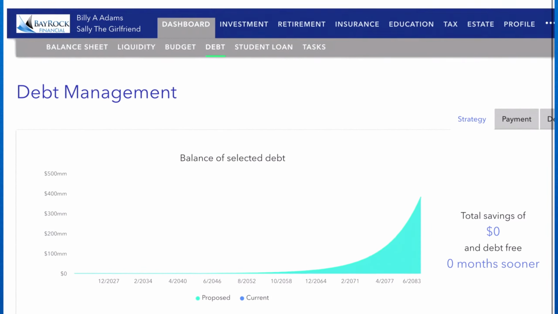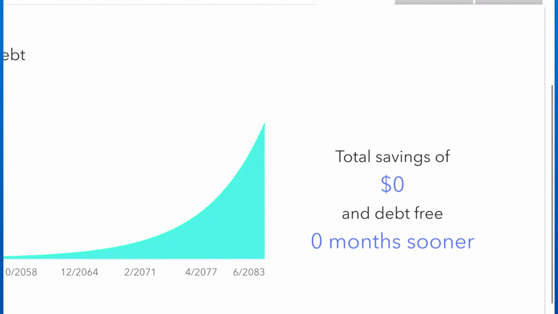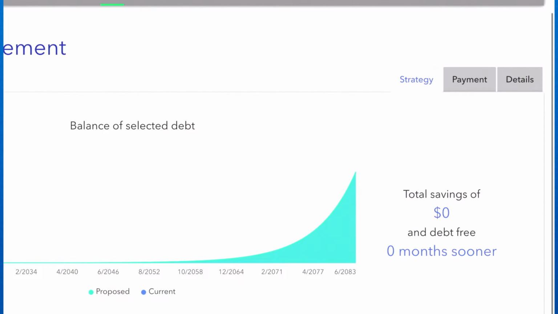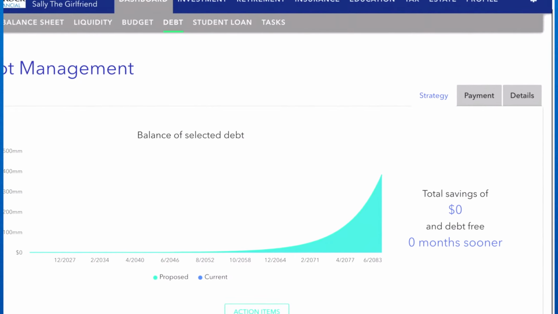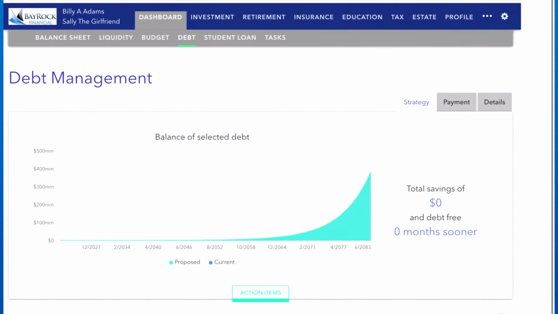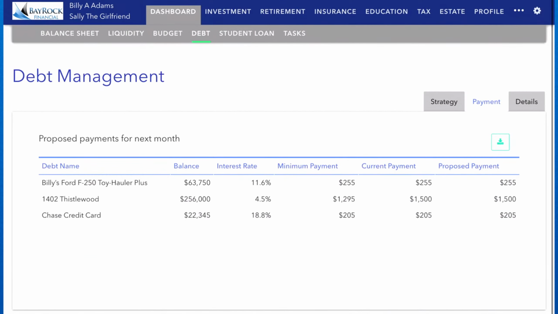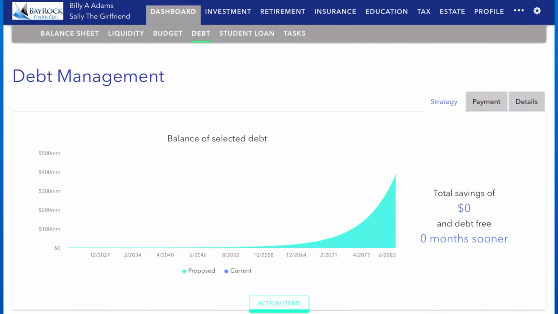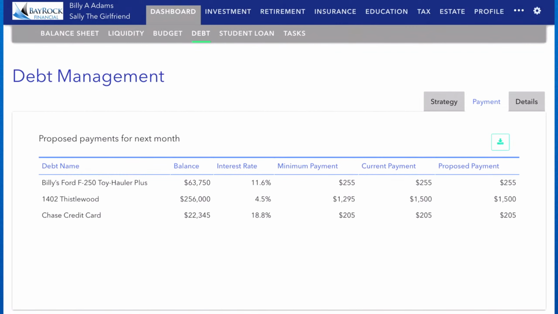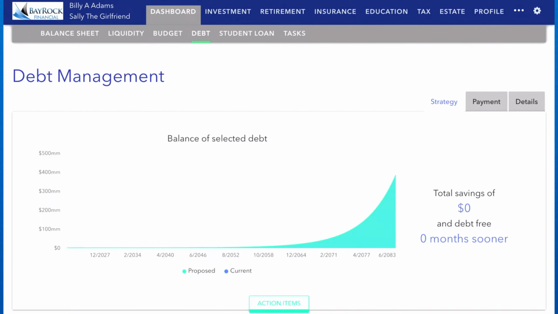And you can see here that right now the total savings and months sooner of being debt-free are total savings of $0 and debt-free 0 months sooner. So here we've got strategy, payment, and details. Those are the tabs that we're going to be looking at. If you click on those tabs, you'll get to see your plan, your strategy. Right now we have no strategy. We have not selected a strategy.